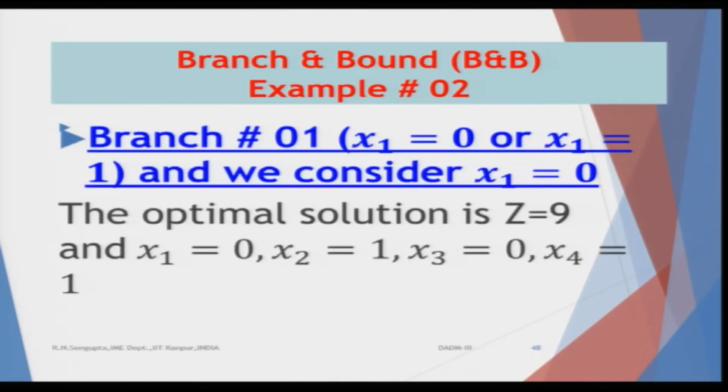You solve it and the optimum solution comes out to be like this: z is 9, x1 is 0, x2 is 1, x3 is 0, x4 is 1. If you remember, x3 was already 0, so it continues to be 0, x4 was 1, it continues to be 1, x2 was basically 1 already, and x1 we have taken as one of the branches. So, this basically meets our criteria, that is, binary decision variables, and the answer is 9.